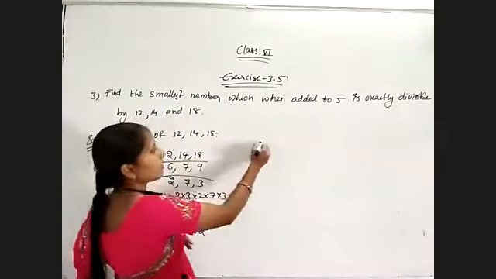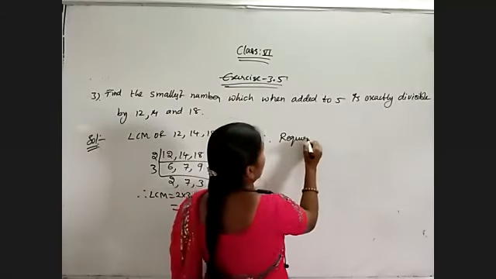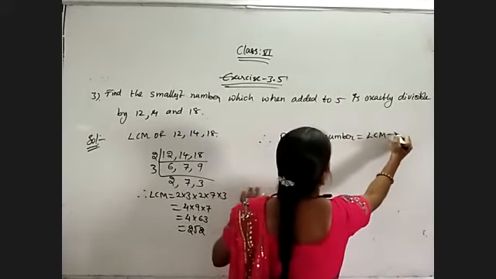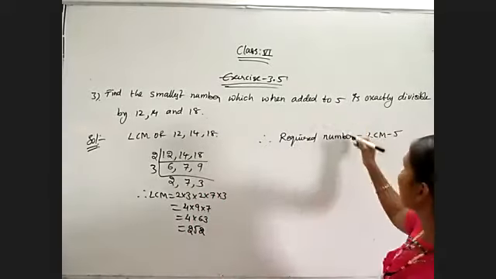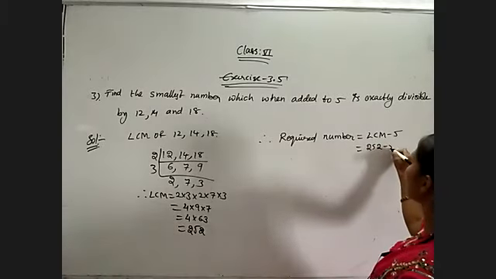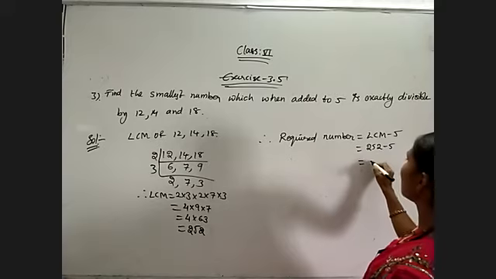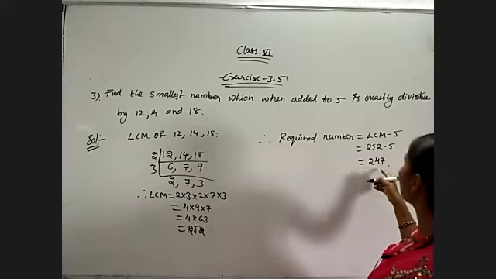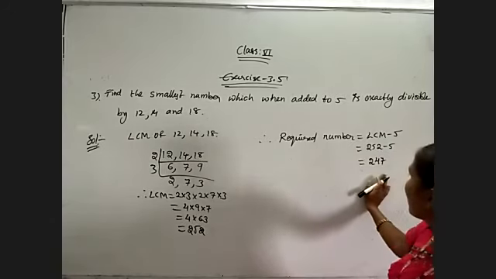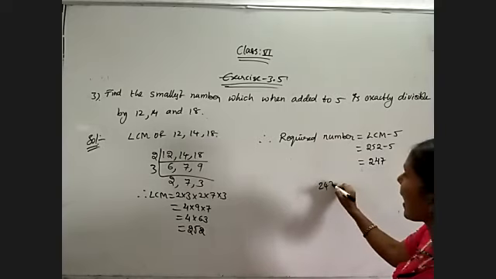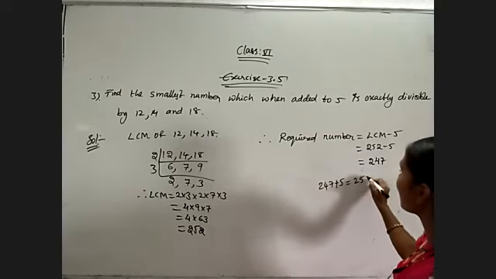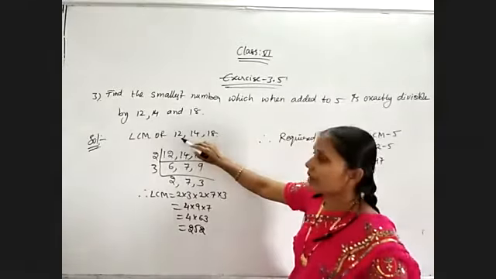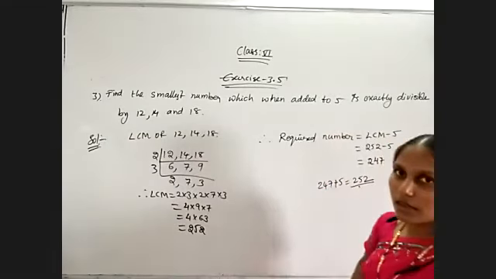So the required number is equal to LCM minus 5. I got LCM as 252, so 252 minus 5 gives 247. For this 247, if we add 5, it will become 252. This 252 is the smallest number which is divisible by 12, 14 and 18. Okay, I hope you understood.